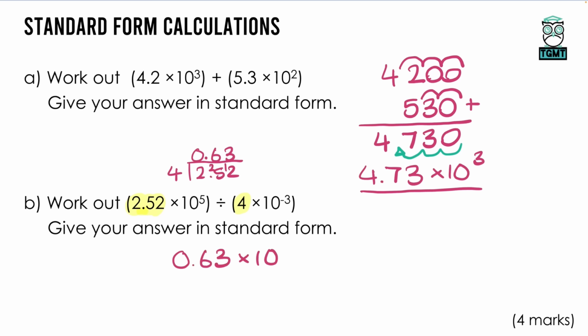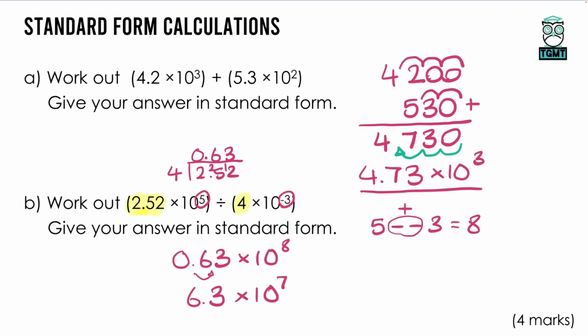And when we are dividing, we are going to subtract powers. So if we look at the powers here, we have a 5 and a negative 3. And if we do 5, take away negative 3, not forgetting when we take away a negative, that is adding, so we do get a power of 8. So it's 0.63 times 10 to the power of 8. It may look like it's in standard form, but of course it's not between 1 and 10. The decimal does have to move here, so that would make it 6.3. And when we make the number bigger, we make the power 1 smaller, so 10 to the power of 7.